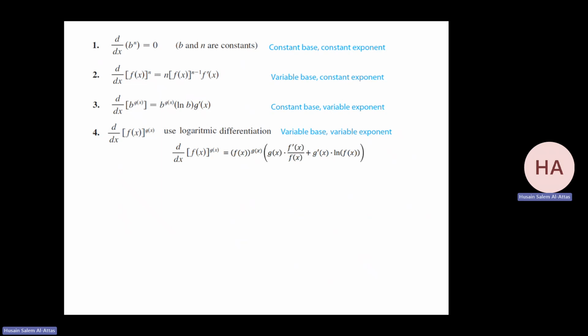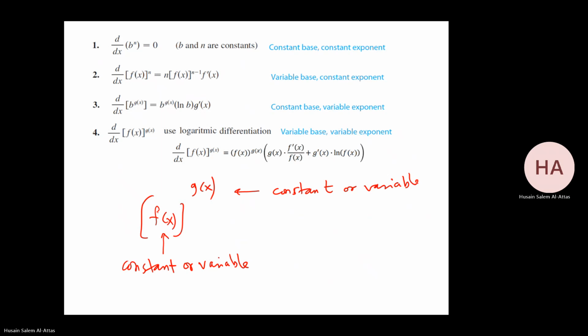We'll continue with section 3.5 on implicit differentiation and logarithmic differentiation. Now we'll talk about a function to the power of a function. Before that, let us review the 4 cases of something to the power of something, where f can be constant or variable, and the same for g: constant or non-constant function.